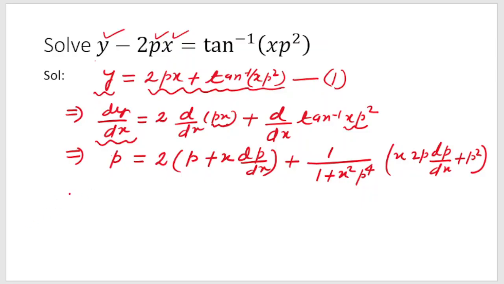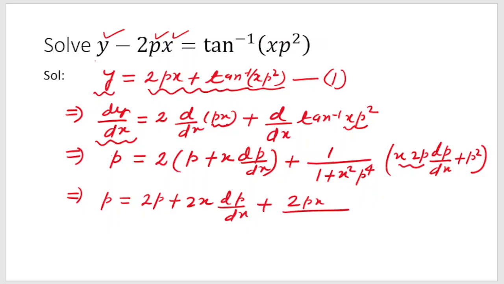Now we have to simplify this, so I am going to write p is equal to 2p plus 2x dp by dx and plus 2px, here you have 2px, divided by 1 plus x square p to the power 4 dp by dx, and plus p square by 1 plus x square p to the power 4.